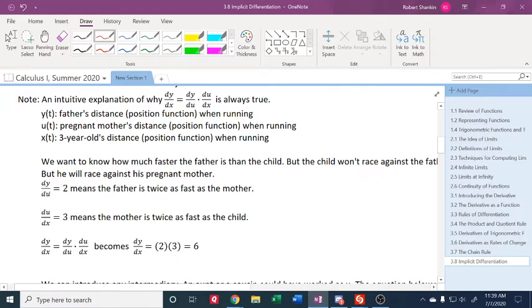dy du equals 2. Now, what does this mean? Now, the du is with the mom, the y is with the dad. The u is kind of the intermediary, although we want the relationship between y and x. If we can't get it directly, we can have any intermediary we want. And dy du, remember, this is the change in the output, change in y, every time the u increases by 1. So, if dy du is 2, that means when the mother goes 1 foot, the father goes 2 feet. It means the father is twice as fast as the mother.